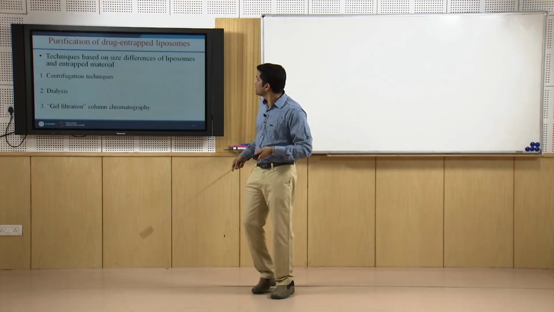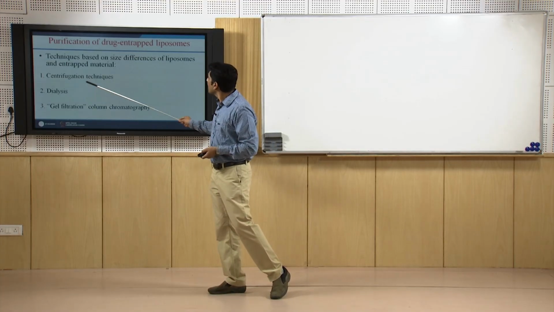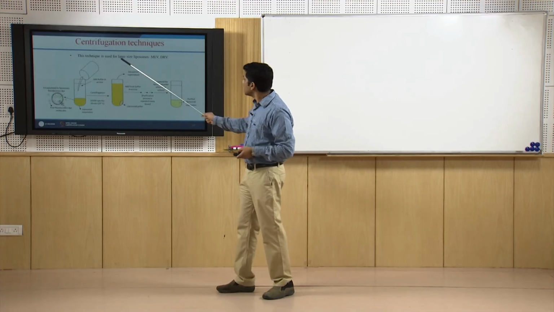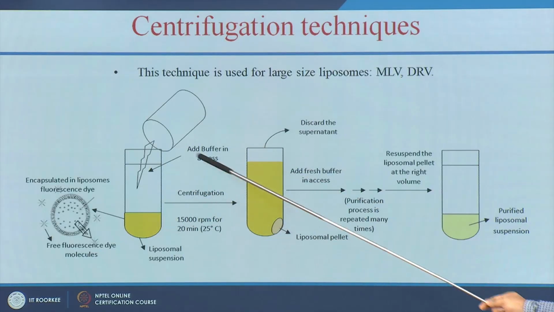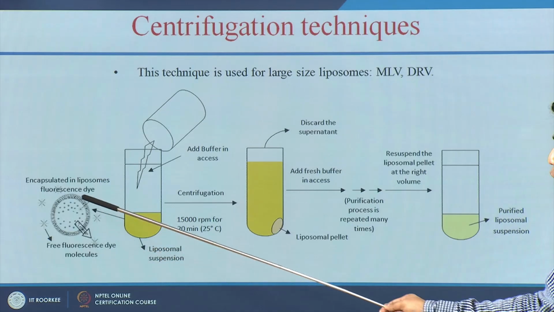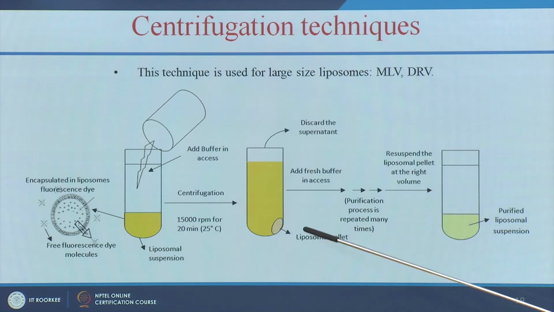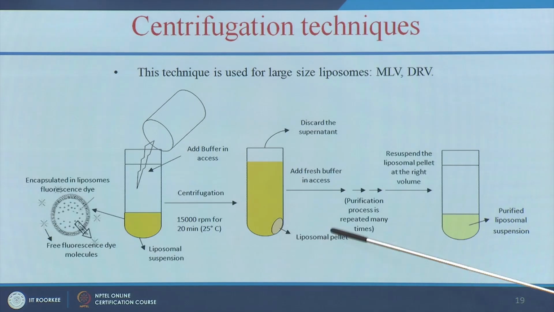So how to purify that? You can follow centrifugation techniques, and you can follow dialysis and gel filtration. In the centrifugation technique, when you centrifuge your liposomes loaded with the fluorescent dye molecules, you can remove the supernatant and your liposomal pellet will be at the bottom, and you have to add fresh buffer, and again repeat the centrifugation process. By this process you can get the purified liposomal suspension with your fluorescent nanoparticles or fluorescent dye molecules.